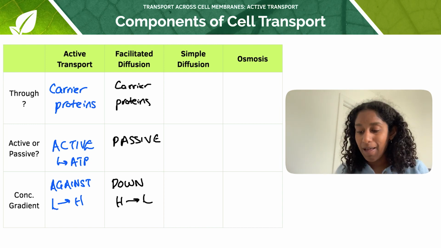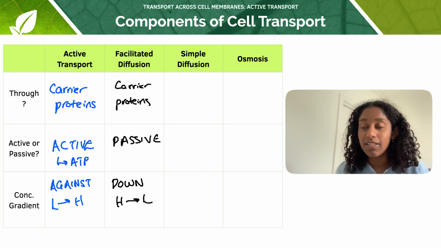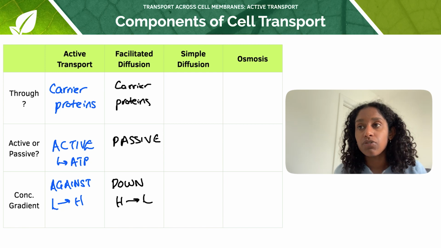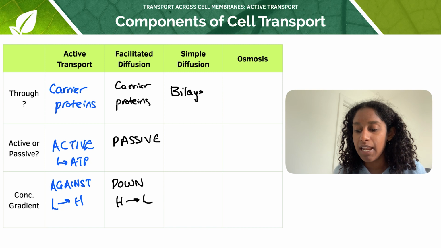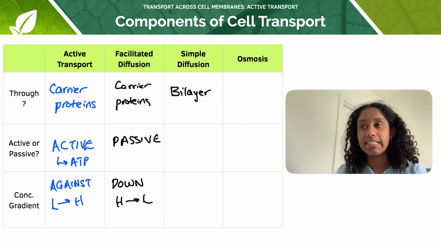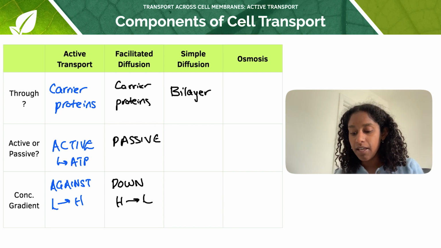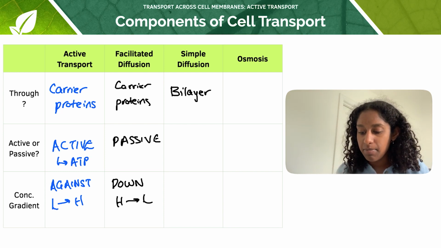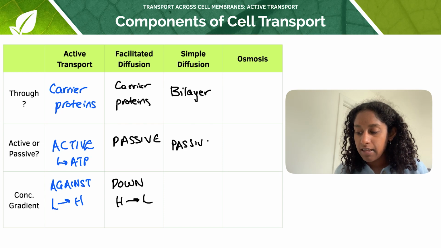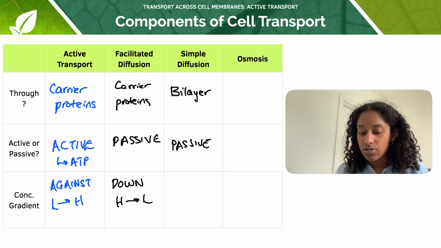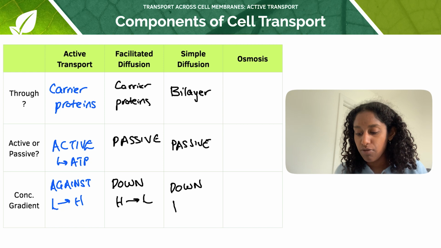Now again, let's have a think about that with simple diffusion. So I'll do that in the same colour because we're talking about a very similar process as facilitated diffusion. The big difference is that simple diffusion involves smaller molecules which are diffusing through the phospholipid bilayer. They don't rely on carrier proteins to get them through. They're nice and small. They can diffuse through our bilayer. Is it an active or a passive process? It's a passive process. And which way is it moving along the concentration gradient? Well, it's moving down, so from high to low concentration.